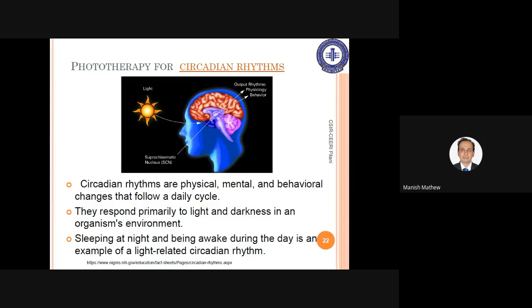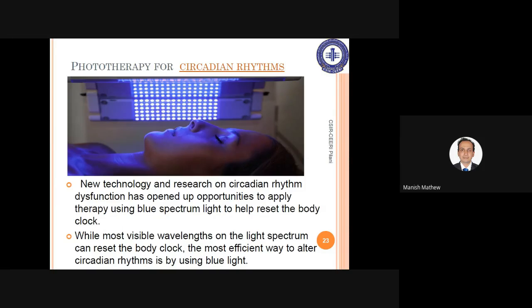So they don't get a proper sleep at night. So this can be treated again with the help of phototherapy. So the new technology has emerged. The research in circadian rhythm dysfunction has opened the opportunity to apply therapy using blue spectrum light to help reset the body clock.